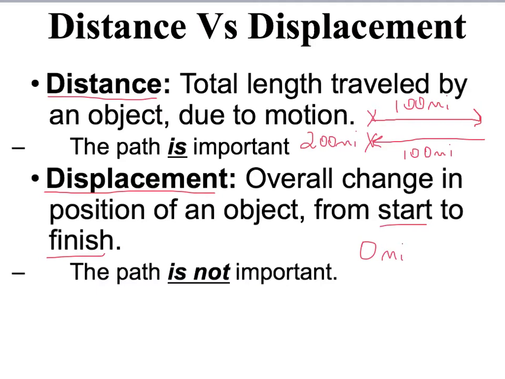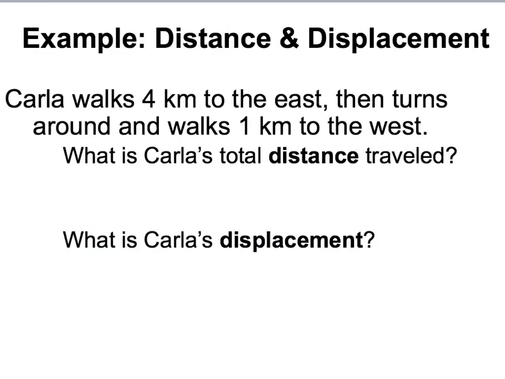Let's do a quick example. So here we have an example where Carla walks 4 kilometers to the east and then turns around and walks 1 kilometer to the west. So what's Carla's total distance traveled? Well, first she walked 4 kilometers, and then she turned around and walked another kilometer. So her total distance was 5 kilometers.